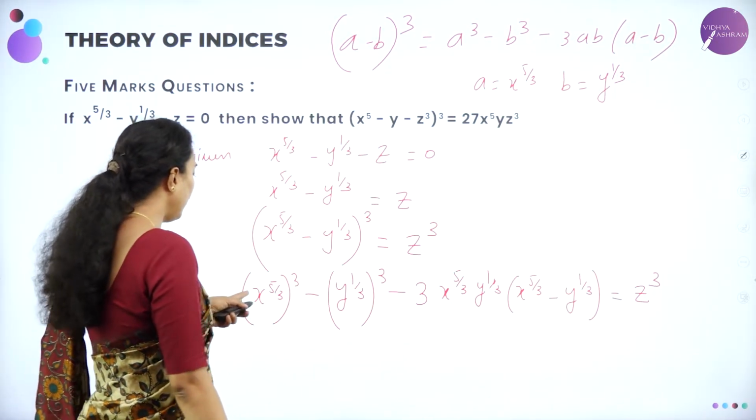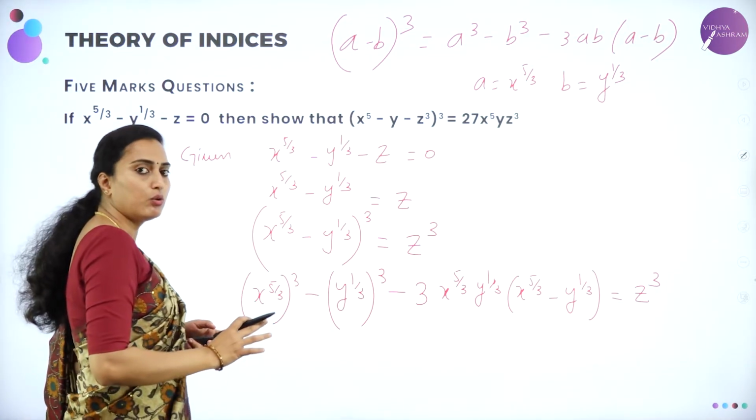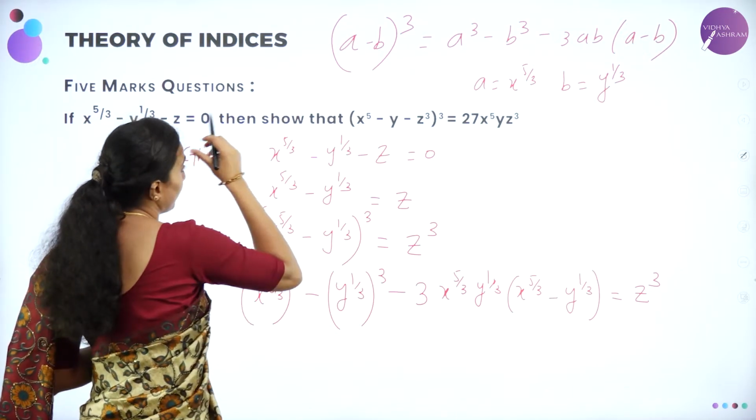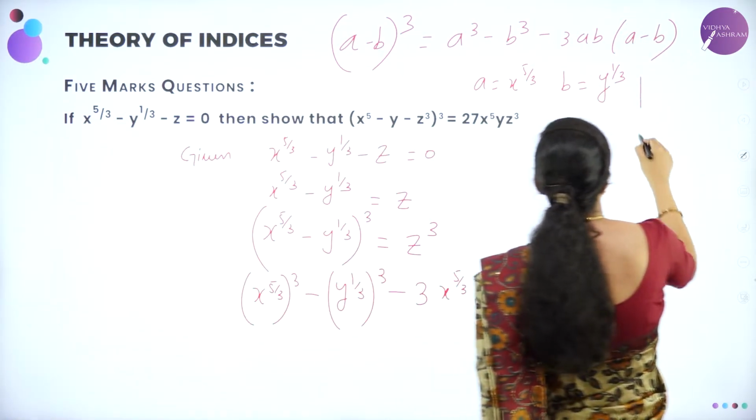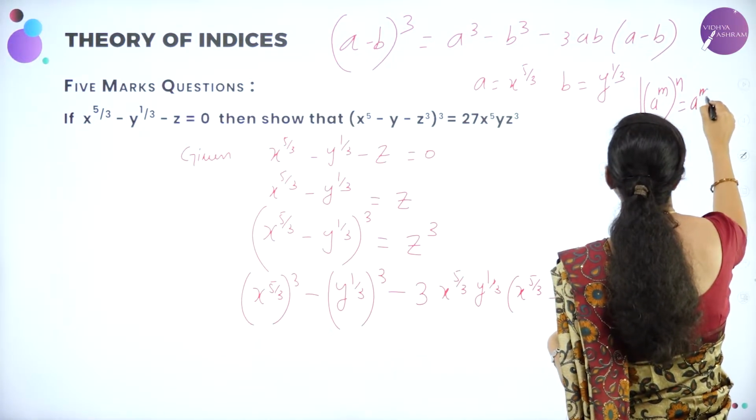Now we are going to have x power 5 by 3. What will it be? The 3 will go because of the m dot n rule. What is the m dot n rule? a power m whole power n can be written as a power m n.